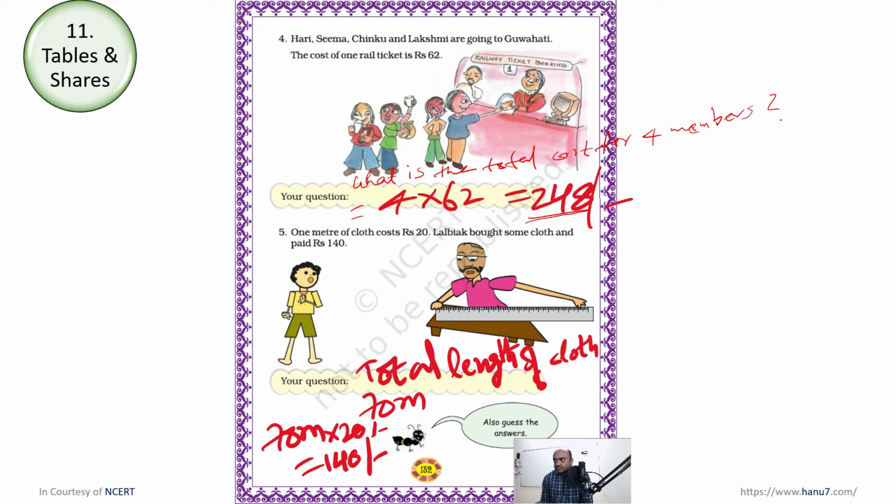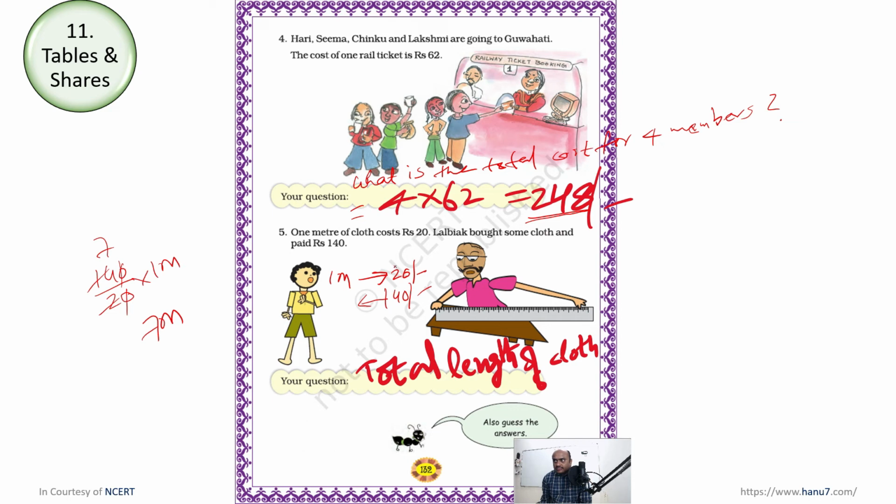Okay, so 1 meter of cloth costs 20 rupees. Lal Bike bought some cloth and paid 140. What is the total length of the cloth which he bought? Here, what is the parameter? 1 meter is costing 20 rupees. 140 will cost how much? So for this, what is the procedure? 140 by 20 into 1 meter. 0 and 0 will get cancelled, and 2 sevens are 14, so we will get 7 meters. 7 meters is the answer.